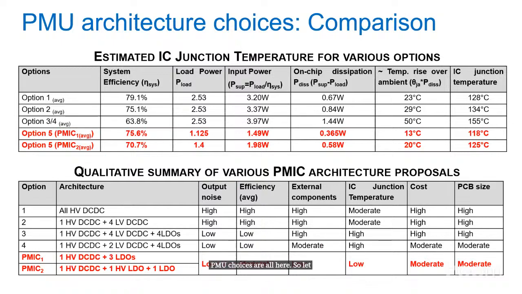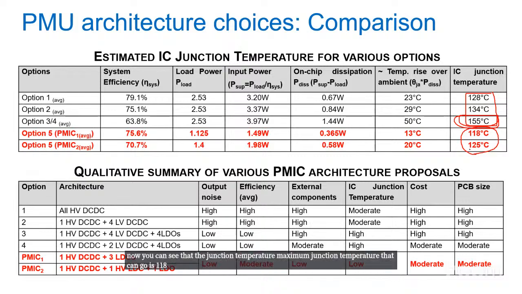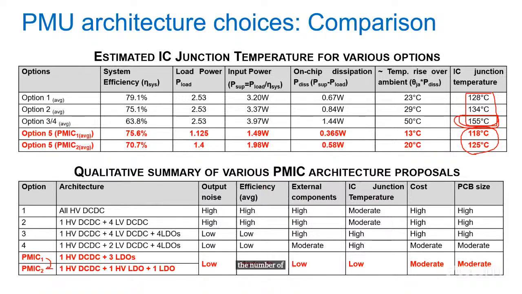Let's say options 1, 2, 3, which are purely DC-DC plus LDOs. You can see that the junction temperature was going to 155 degrees C. So here, option 3 is not acceptable. We want the junction temperature to be limited to 150 only. That's why we had to split this into 2 PMICs, PMIC 1 and PMIC 2. Now you can see that the maximum junction temperature is 118 and 120, which is good. You have more margin there. And in terms of the architecture, the 2-chip solution for this PMIC was helping us trade off between output noise, efficiency, the number of external components, the IC junction temperature, cost, and PCB size. So this was our best trade-off.